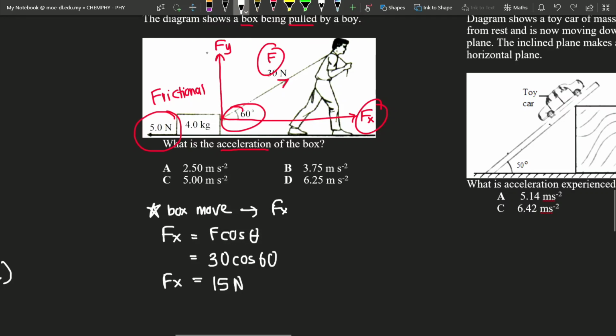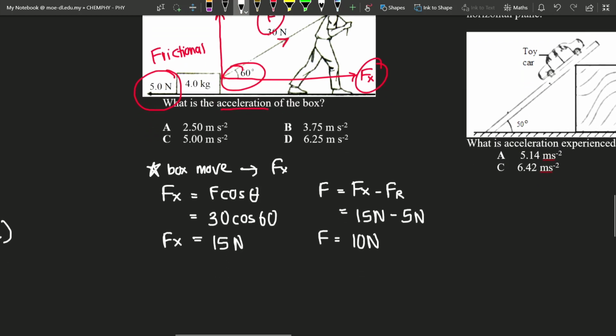So, our net force, resultant force, your F, akan jadi Fx tolak Fr, your daya geseran. Fx is your 15 Newton, tolak daya geseran 5 Newton. So your resultant force, daya paduan, daya yang bersih, you guys dah tolak semua geseran, you will get 10 Newton of force. So soalan minta acceleration, you know F equal to ma, your F is 10, m is 4 kilogram, and a, therefore you will get a equal to 2.5. Unit is meter per second square. So our answer will be A.